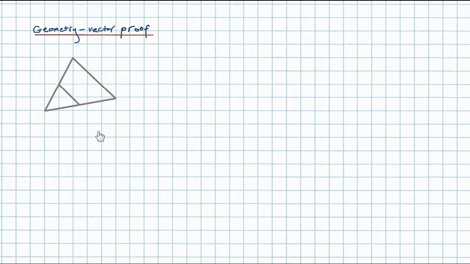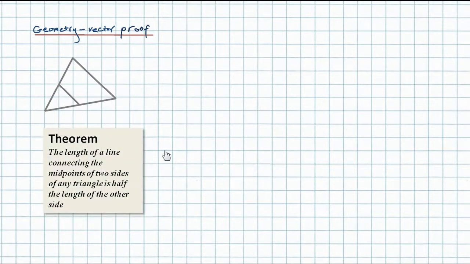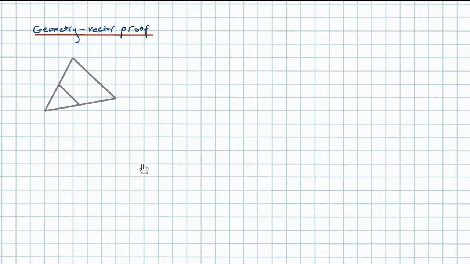And that's because there's a theorem that I want to try and prove, which I'm going to show you on a little piece of paper. So the theorem looks like this. It says the length of a line connecting the midpoints of two sides of any triangle, so this length here, is, according to this theorem, exactly half the length of the other side. And looking at the diagram, that looks to be true, but can we prove it?